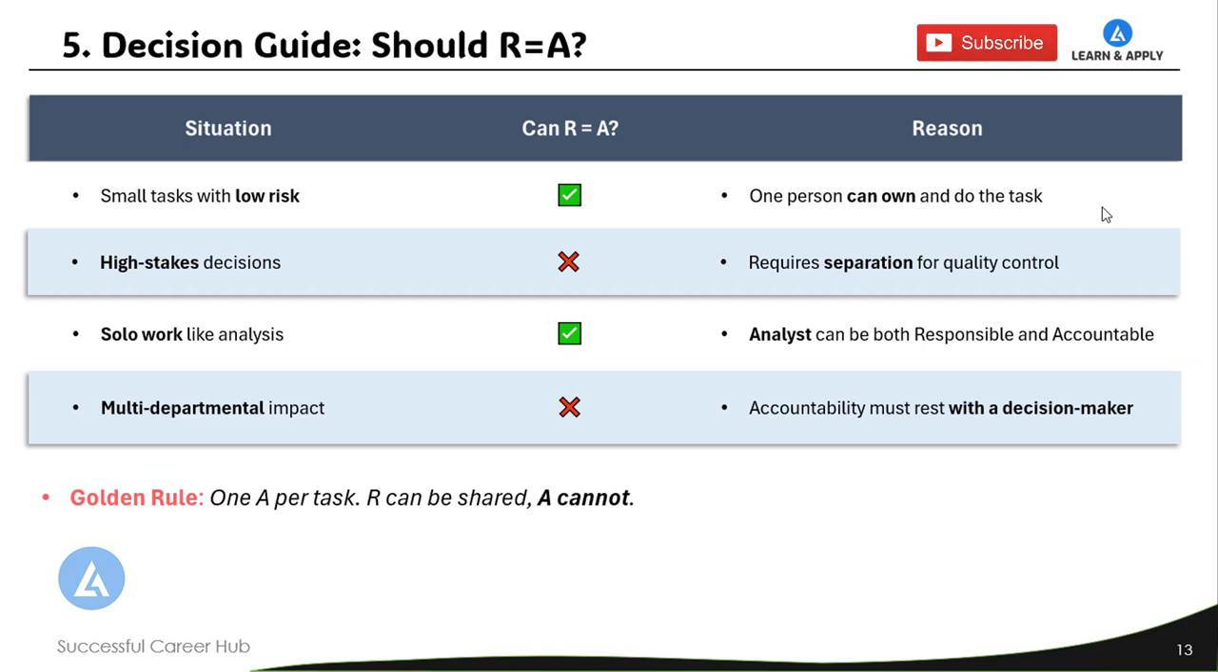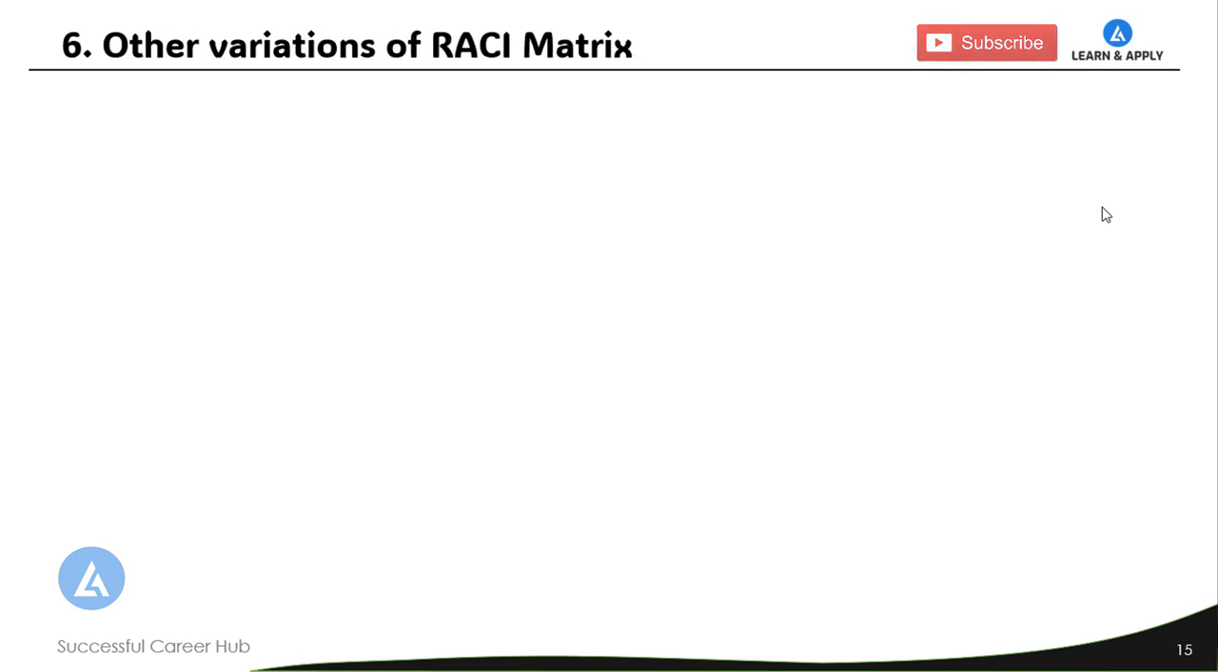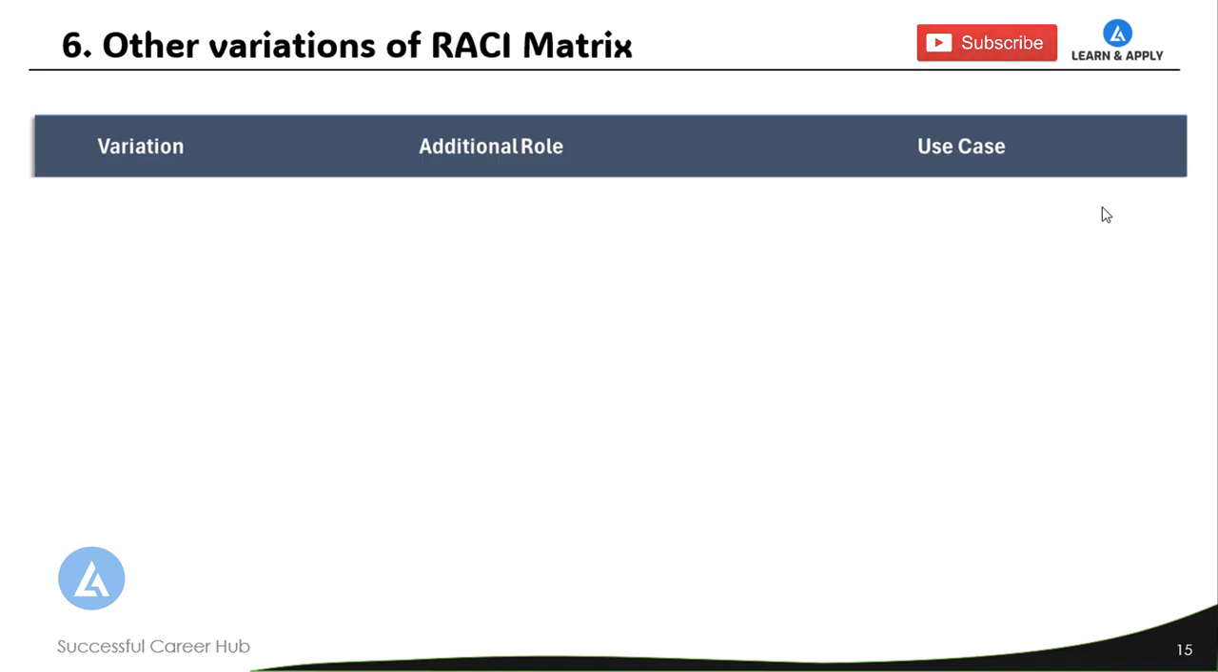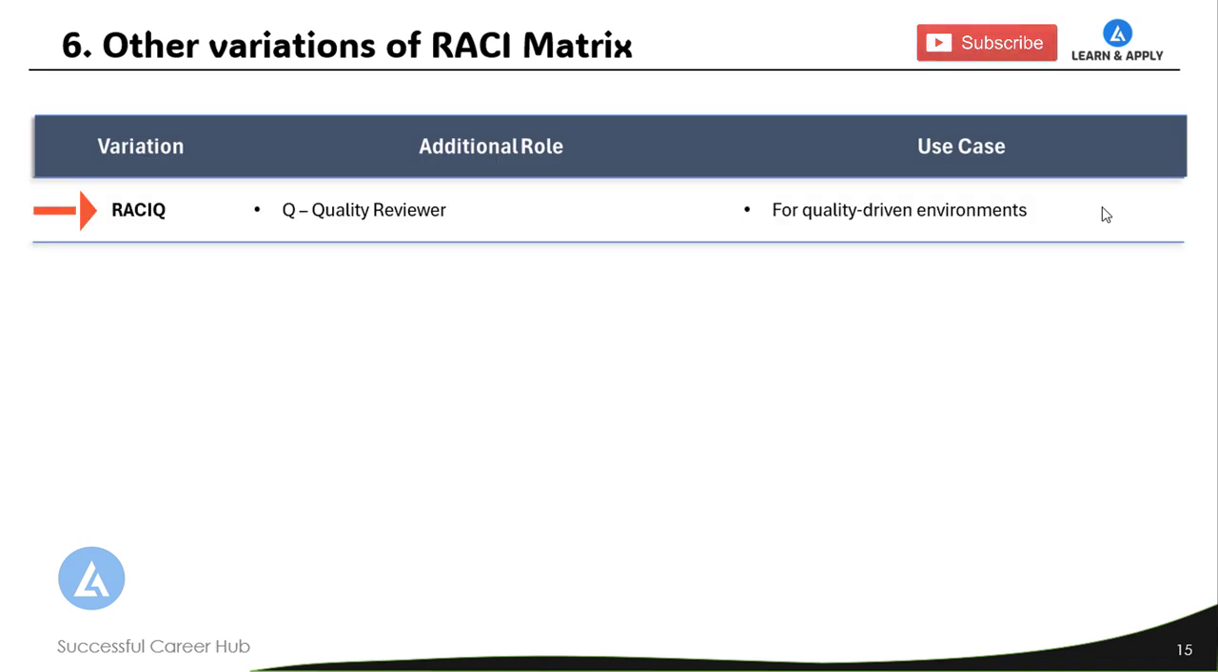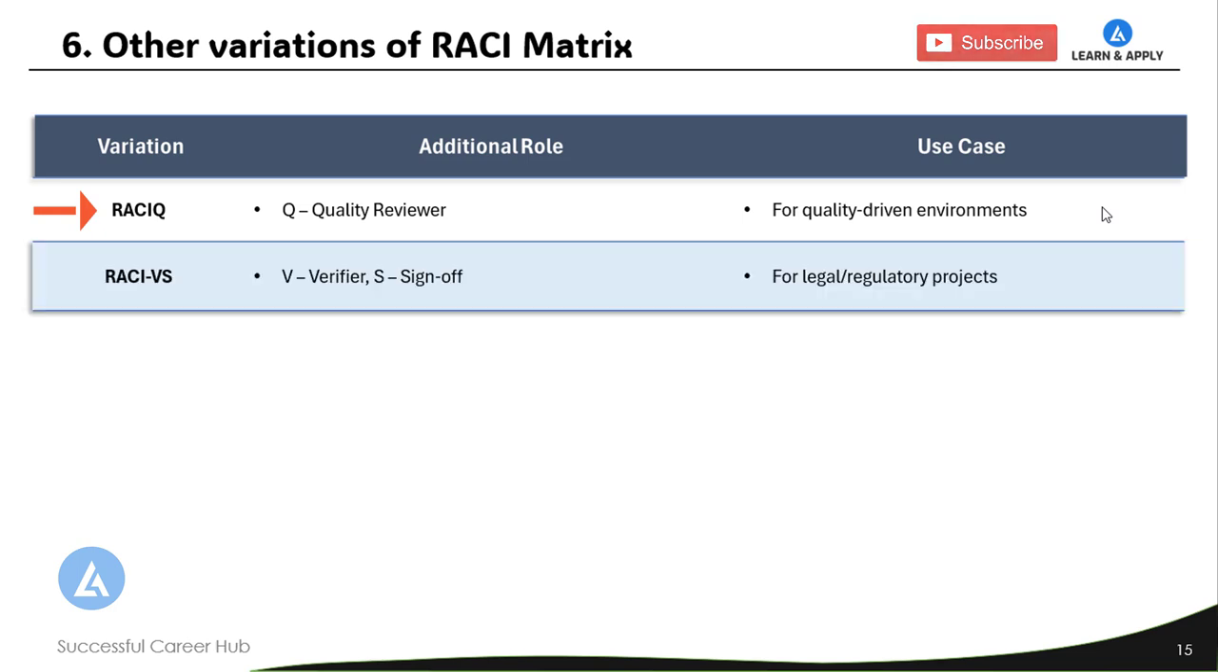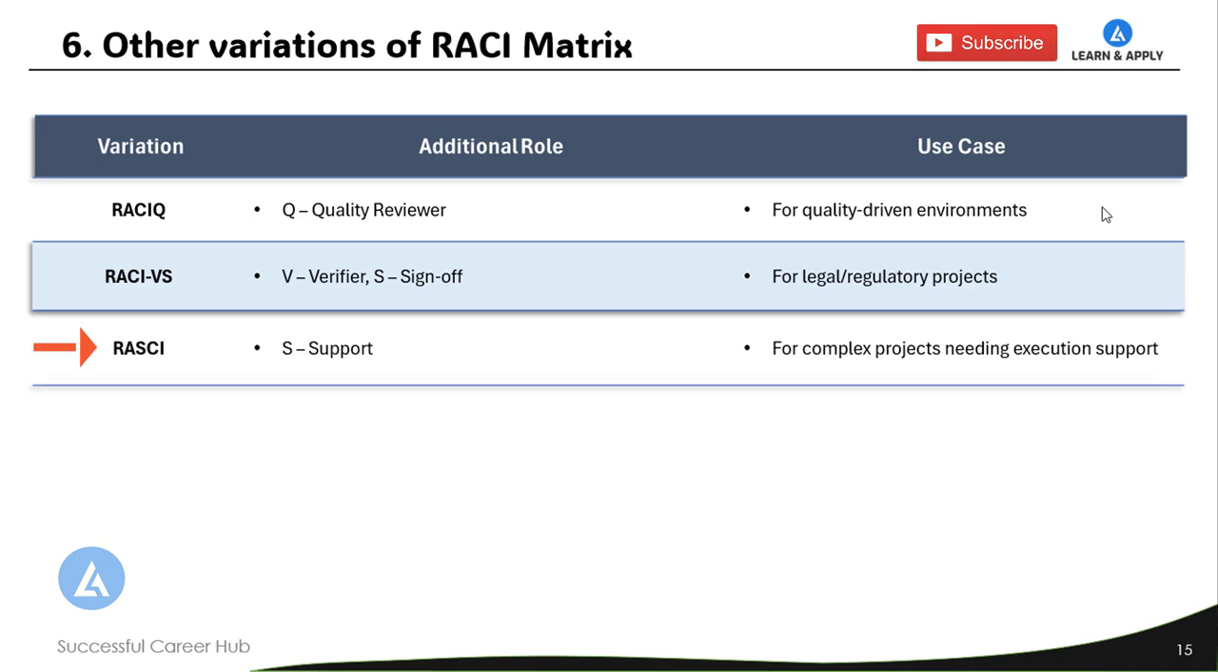With an understanding of this entire RACI matrix, let's understand there are some other variations of the RACI matrix. Like RACI-Q, where Q is an additional role that defines quality reviewer. This is typically used for quality-driven environments. Another variation is RACI-VS, where V stands for verifier and S stands for sign-off, the additional roles. This is required for legal or regulatory projects. Another variation of the RACI matrix is RACI-S, where the additional role S is added that stands for support. This got added for complex projects needing execution support.